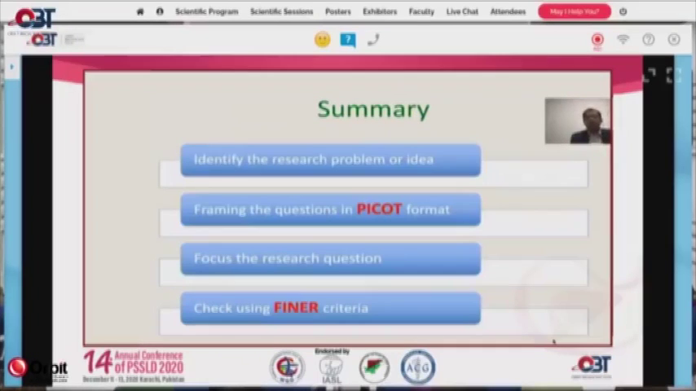So overall, if you just remember this one slide, the number one point is that the research question is the most important element of your research study. And to frame a research question, this is the format to use. You first identify the problem, frame the question in the PCOT format, draft a focused research question, and then check using finer criteria. If you can do this, then I am pretty confident that you will automatically develop a beautiful design for your study, a beautiful analysis plan, and your research will be accepted in a good impact journal.